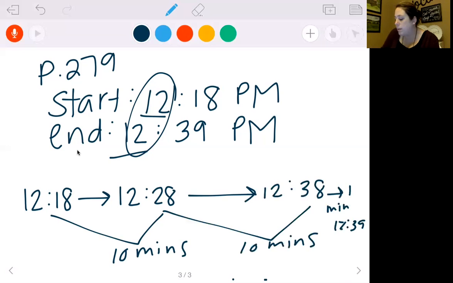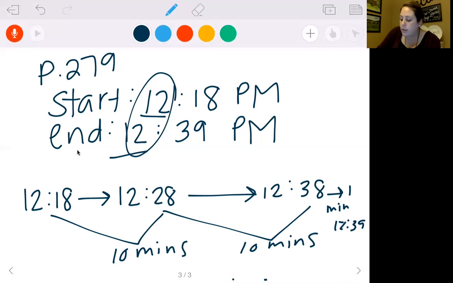Now let's count up my minutes. 10, 20, 21. So 21 minutes. So I get 21 minutes either way. The quicker way is to subtract it, but it only works if you have the same hour. So let's do another one.